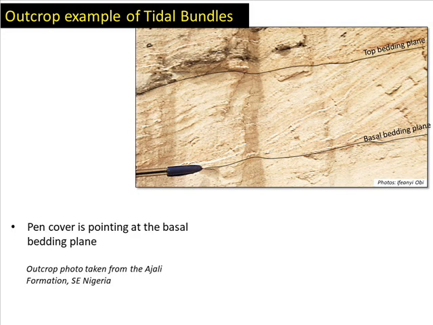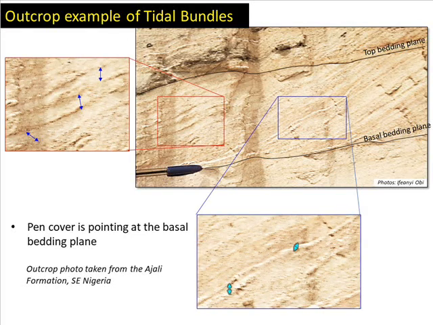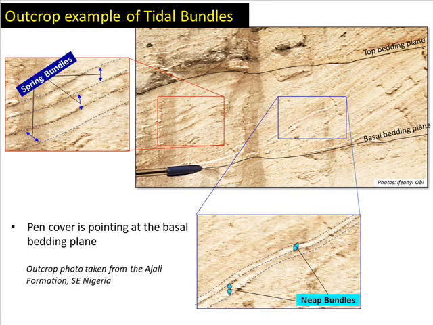This is an outcrop example of tidal bundles in cross-bedded sandstones. If you focus on the red box in the upper left, it's a zoomed in section showing the spring tidal bundles, while the blue box in the bottom right is also a zoomed in section of the neap bundle. So we notice again that the sand content between the foreset planes is better developed, or thicker, for the spring bundles and thinner for the neap bundles.